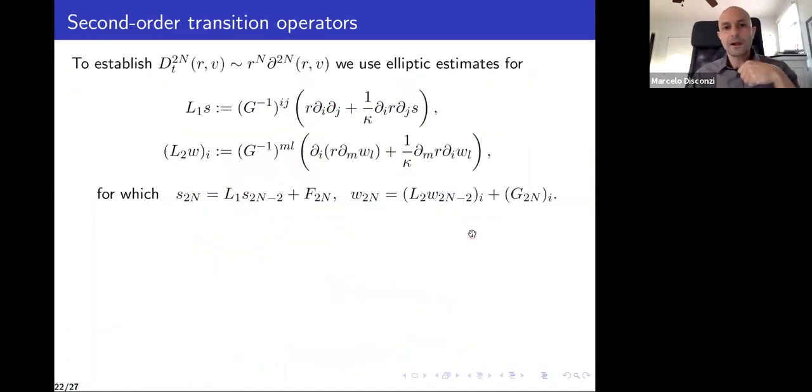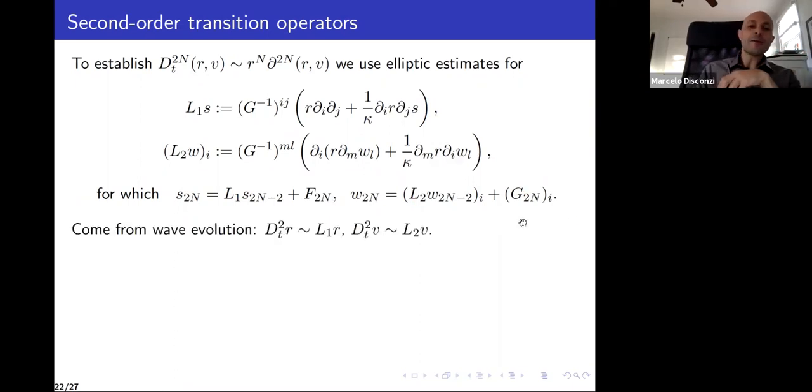Okay, so to actually prove that you can do this, you can trade material derivatives by spatial derivatives with the correct weight. What you're going to do, you're going to use some elliptic estimates for these operators L1 and L2. We call these transition operators because what they do, they connect the variables at the level 2n with the variables at the level 2n minus 2. Remember, 2n means 2n material derivatives, 2n minus 2 means 2n minus 2 material derivatives. They are connected by applying the operators L1 and L2 up to some error terms.